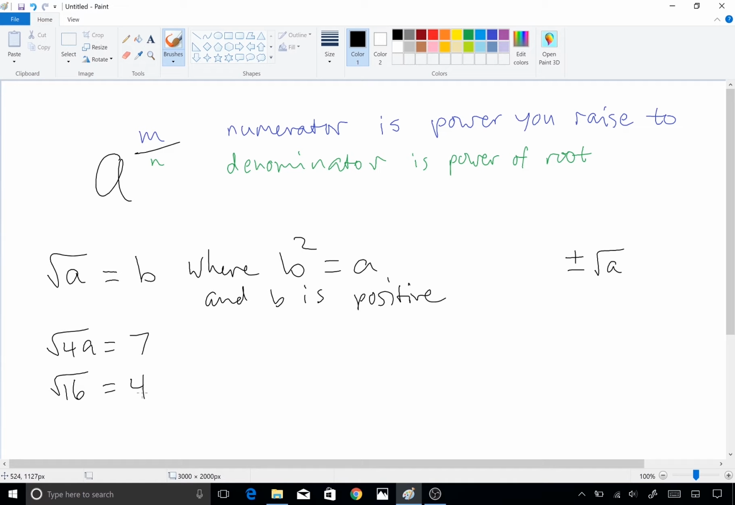To write this as a rational exponent, we would write a to the 1/2. This says take the square root of a, and that would be plus or minus b. So it refers to either the positive or negative square root. But we won't worry about that today. The important thing for today is that we're taking the second root and raising it to the first power.